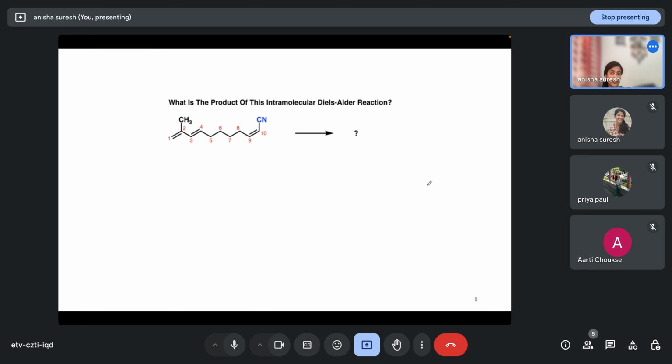Now coming to a question based on the intramolecular Diels-Alder reaction. What is the product of this intramolecular Diels-Alder reaction?